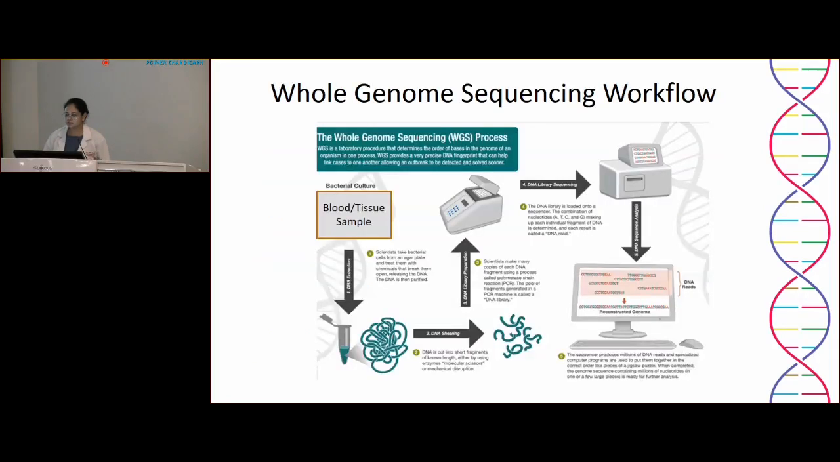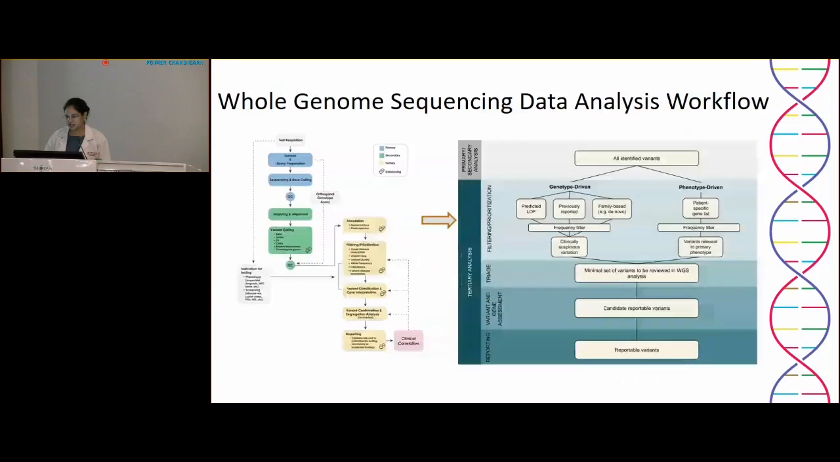So as there is too much data, the complexity of the workflow and the data analysis becomes all the more complicated. Generally in whole genome sequencing, you have two parallel analyses going on. One is genotype driven and the other is phenotype driven. And once the variants are accumulated together, then you have to identify the causative variant as per your disease.